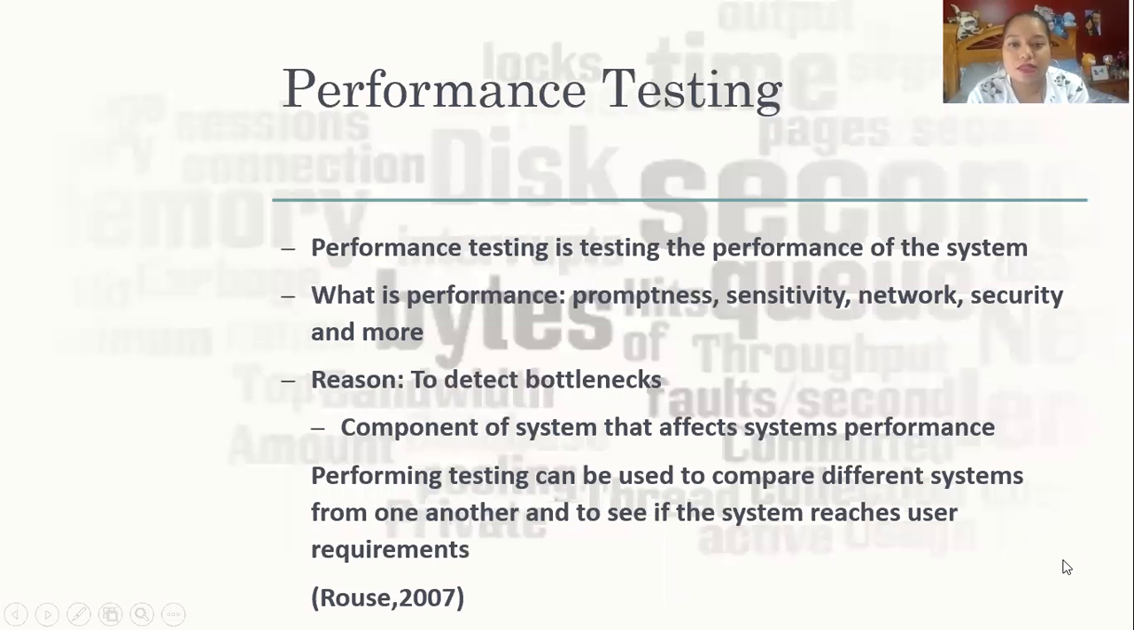Performance testing is testing the performance of the system, but what is performance? Performance is promptness, sensitivity, if it has a good network, if it has good security and firewalls and things like that. The reason we do performance testing is to detect bottlenecks, and bottlenecks are components of the system that affect the system's performance. Performance testing can be used to compare different systems from one another and see if the system reaches user requirements. This could be used when you're trying to decide which system you want to go with if you're a facility looking for a new system.